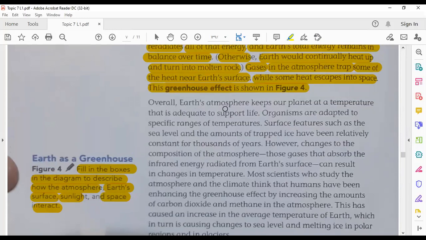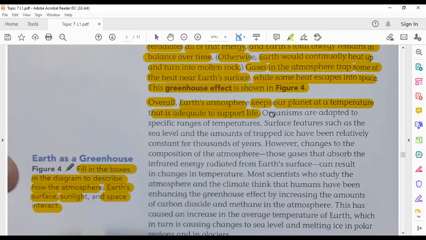So, overall, Earth's atmosphere keeps our planet, this is a very important thing, at a temperature that is adequate or acceptable to support life. Not too cold and not too hot. Adequate means enough or good or suitable to support life.